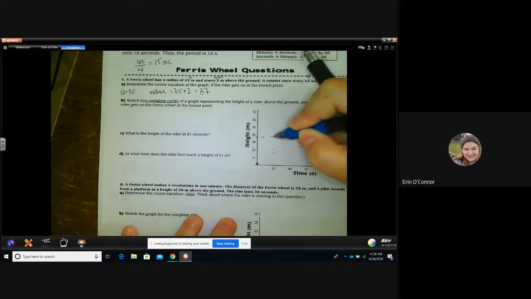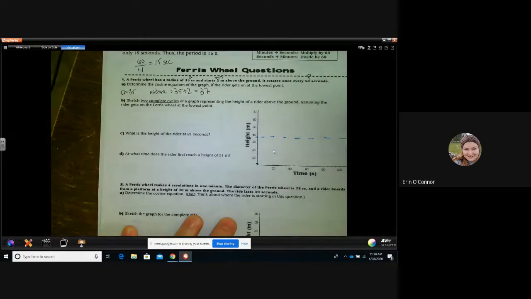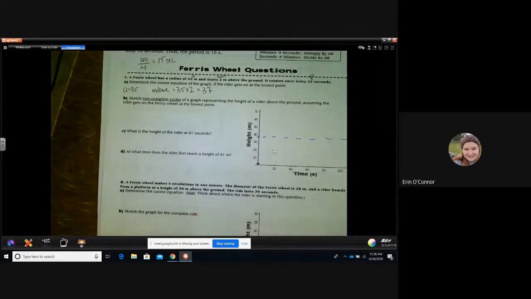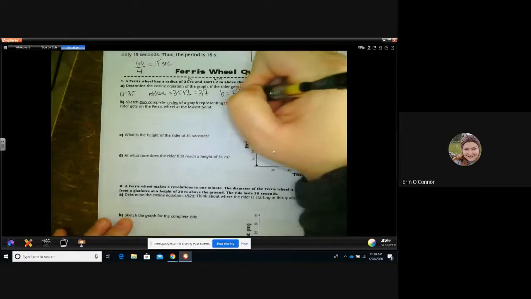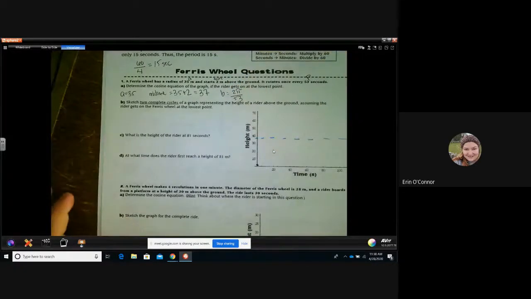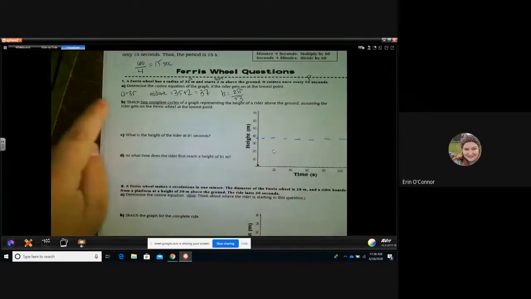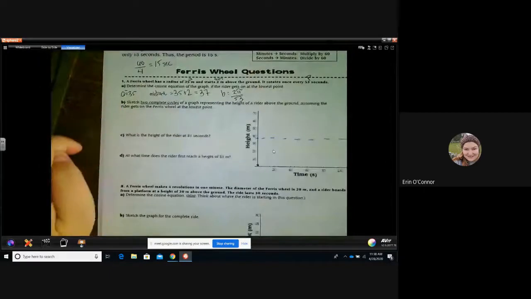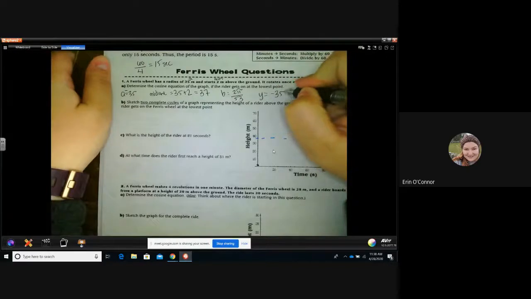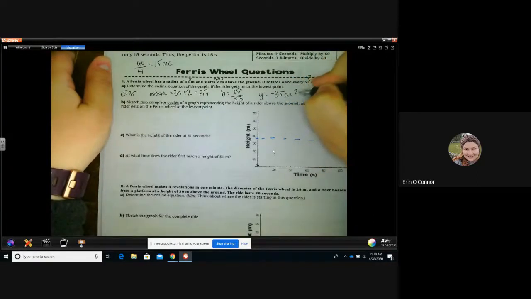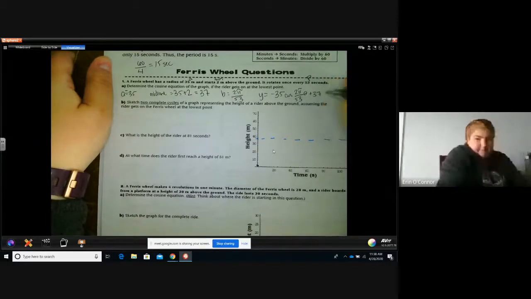Which is about here. There's not a great place for it. So that's my midline. I have my period, so I need my B, which is 2 pi over 53. There's no way to reduce that. And since we start at the lowest point, my A is going to actually be negative 35. Okay, so now that we have that, we write our equation. y equals negative 35 cosine 2 pi over 53 theta plus 37.